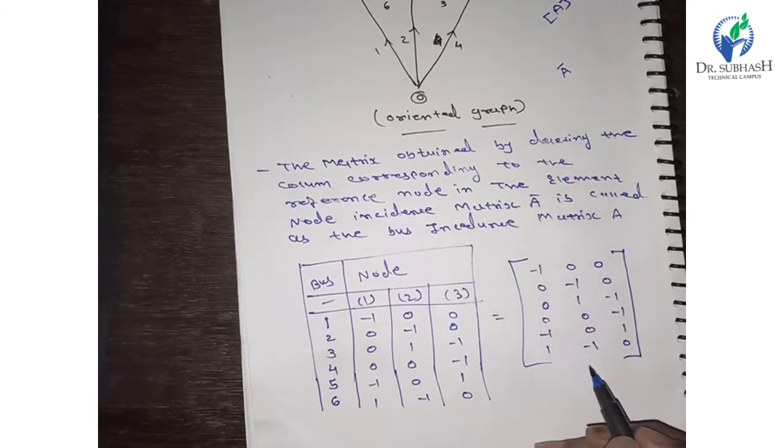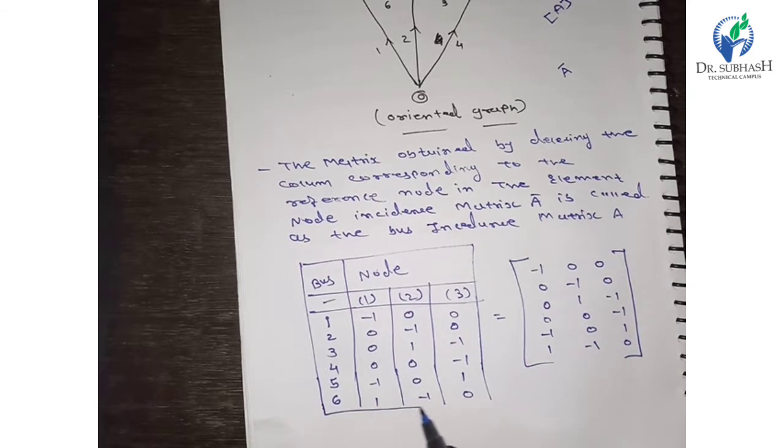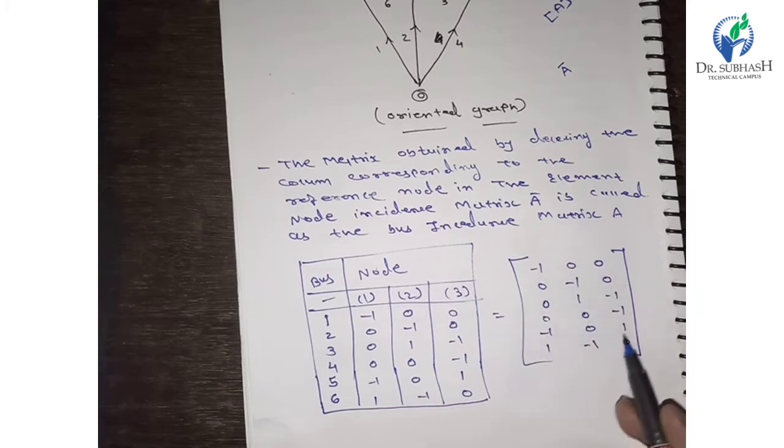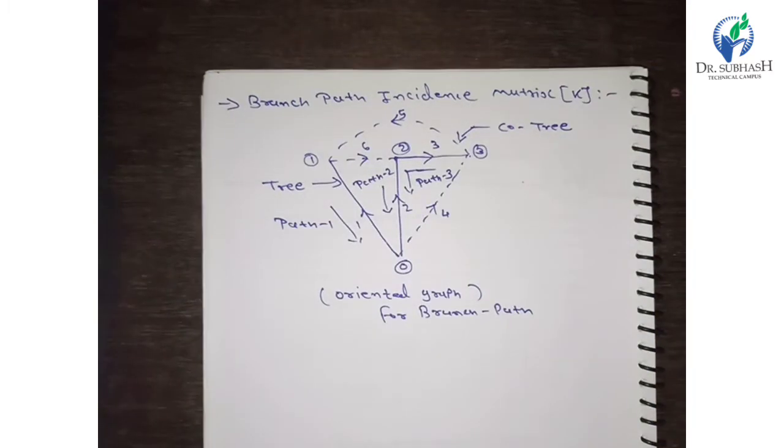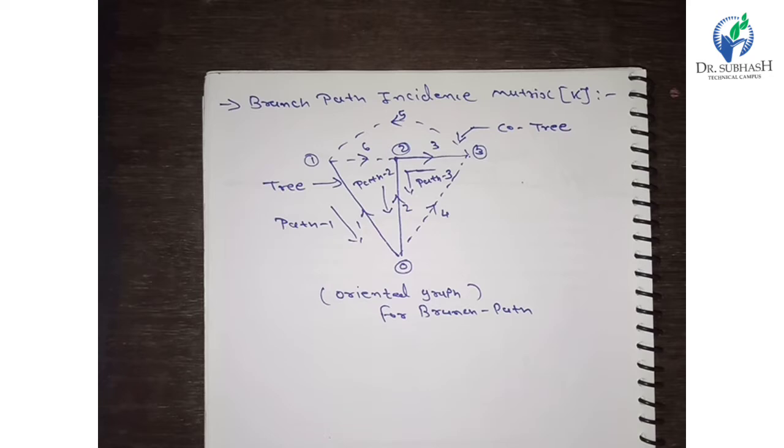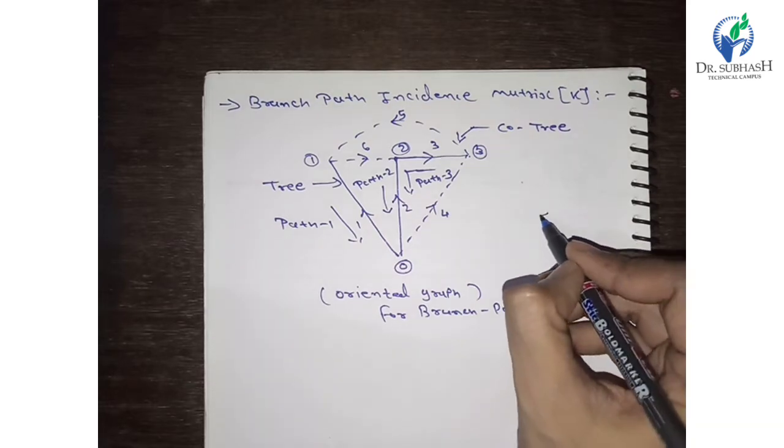In the last stage it is a bus incidence matrix which we take in a point. So here is the output of this matrix. Now the next point is a branch path incidence matrix. The branch path incidence matrix is denoted as K.